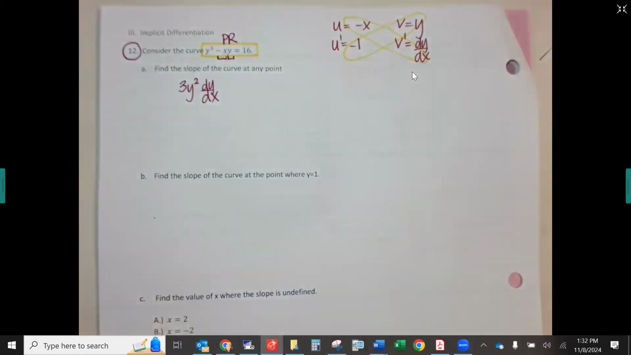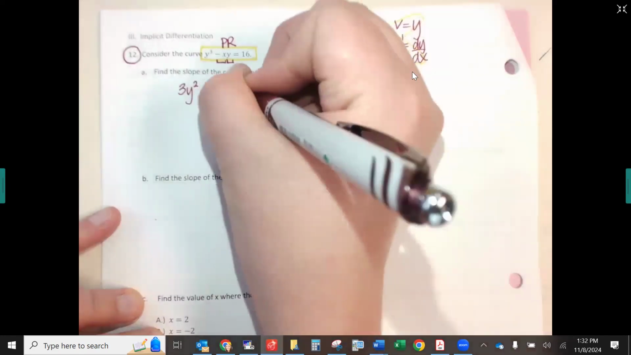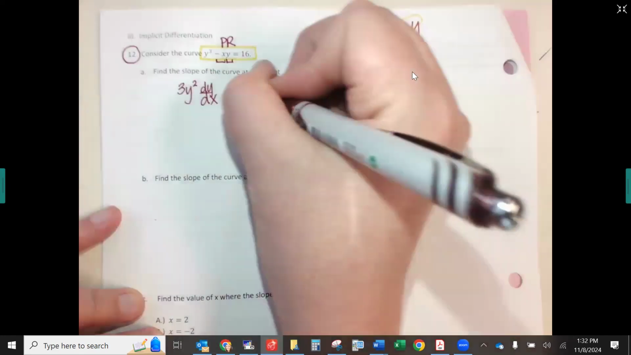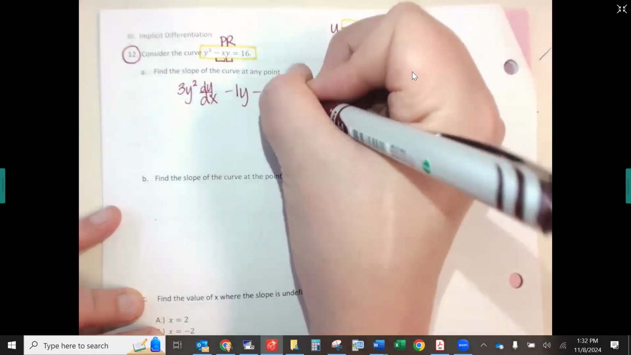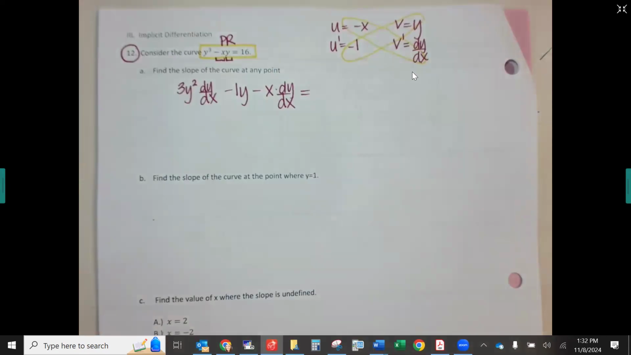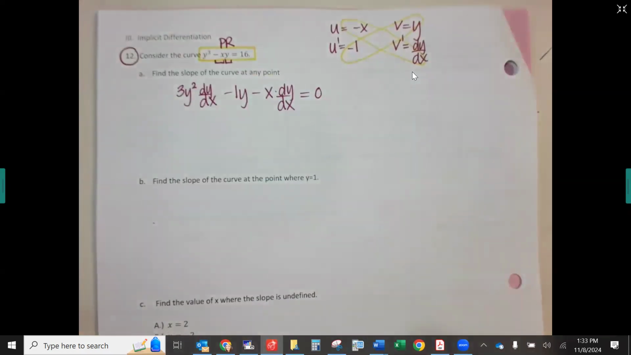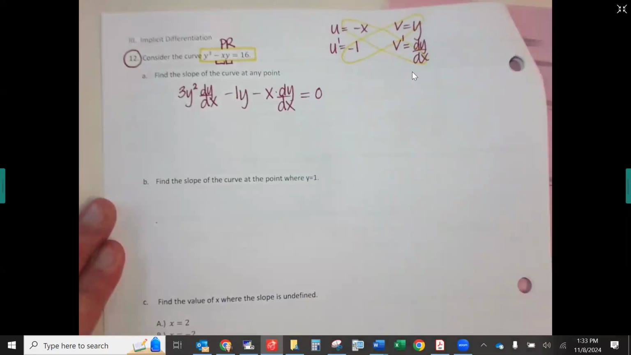Okay, then when I get to my product rule, remember, normally it's diagonal plus diagonal. But I noticed that both of my diagonals are going to end up with a negative in it. So I'm going to do negative 1y and then negative x dy dx. Okay, remember that you are multiplying those diagonals together, equal to 0. Remember that the derivative of a constant is 0. Okay, let's check our pink sheet.